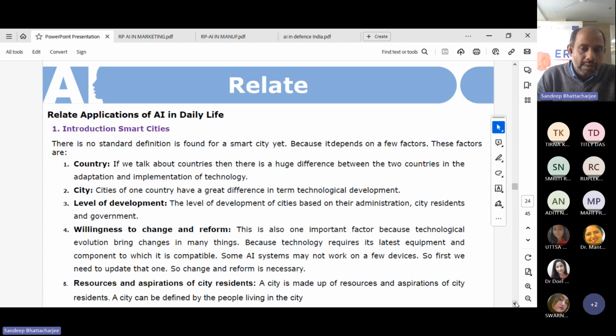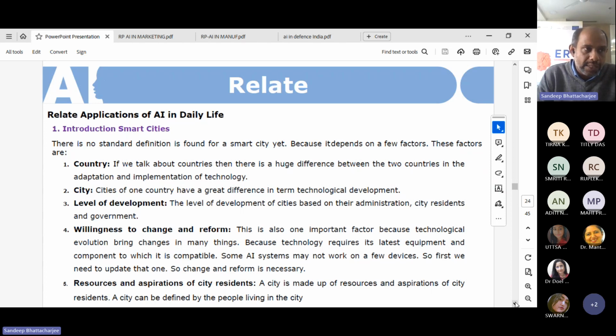Some AI systems may not work on a few devices, as I already mentioned. So first, we need to update that one. So again, as I mentioned, software might not be updated. That is another problem when you are having errors or having some problems while using a particular device. So change and reform is necessary. Of course, continuous changes are taking place both in hardware and software technologies.